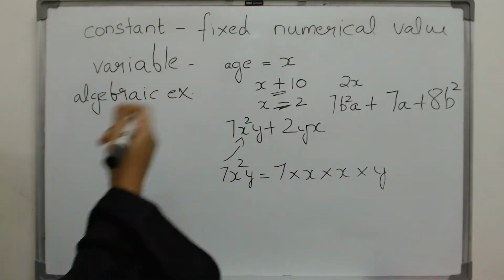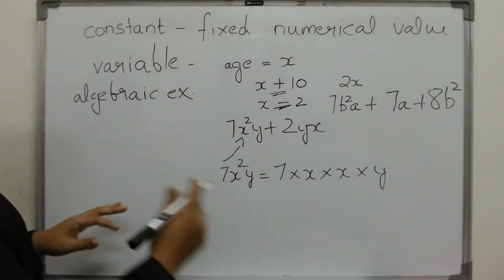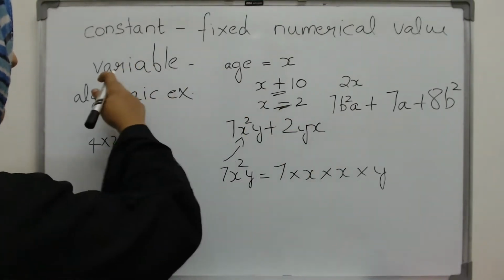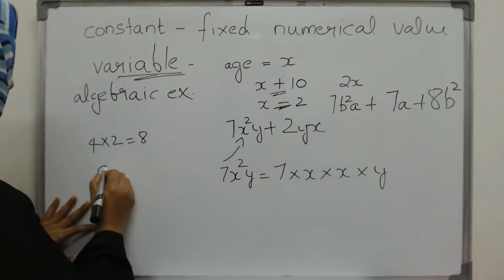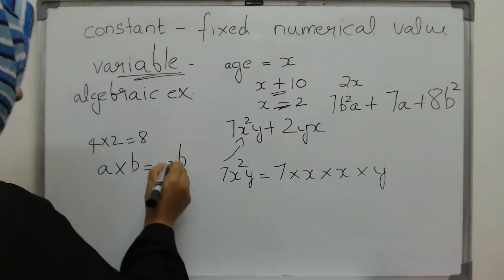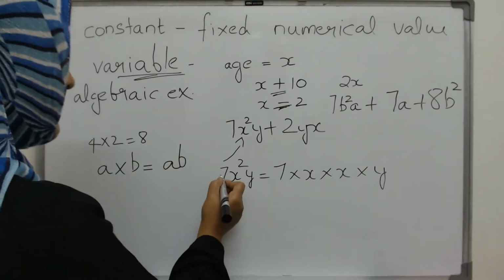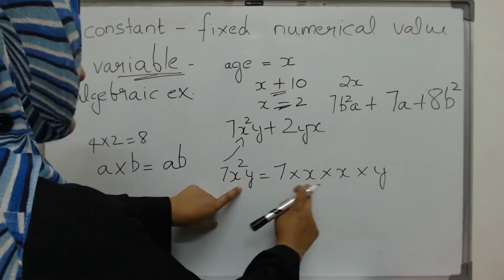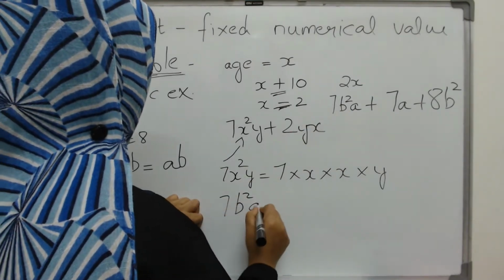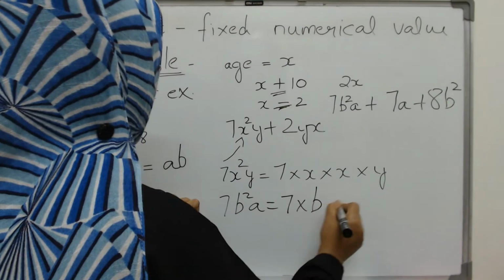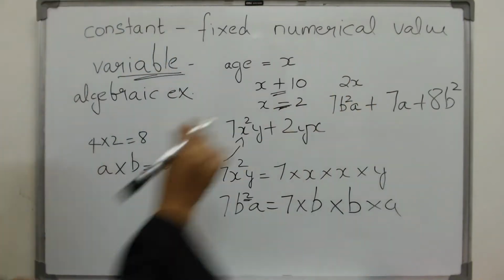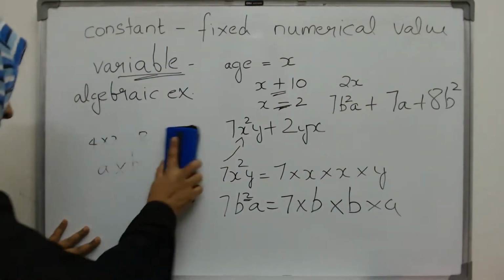Multiplying constants or numbers which are fixed is easy, right? You know what 4 into 2 is. It is always 8. But when it comes to the variables, instead of writing a into b, we always write it as ab. But this actually means a into b. And similarly, this means 7 into x multiplied 2 times and then y. Similarly, 7b square a would be 7 multiplied with b 2 times, because this is b raised to 2, and then a. So this is where the multiplication sign comes. You don't see it, but it is still there.